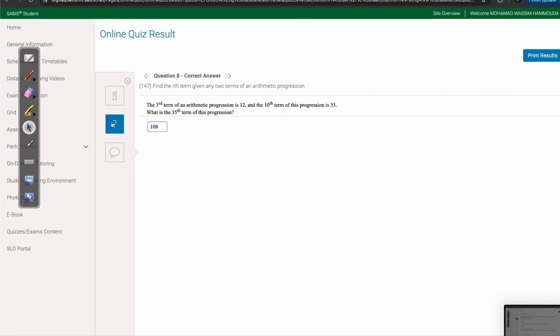Number 8. The third term of an arithmetic progression is 12, and the 10th term of this arithmetic progression is 33. So now we're gonna do similar to what we did in a previous question. We're gonna find r, which in this case is d, right? So we want to find d. So 12, which is a3, is equal to a1 plus n minus 1, n is 3, so 2d, right? And then the 10th term is 33.